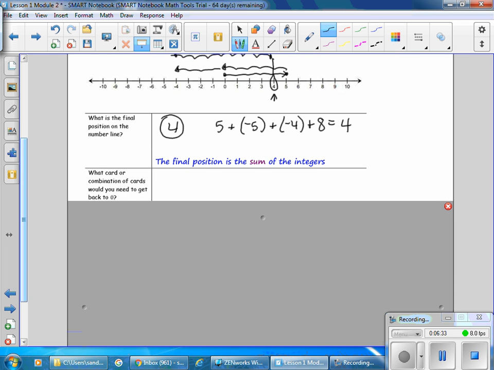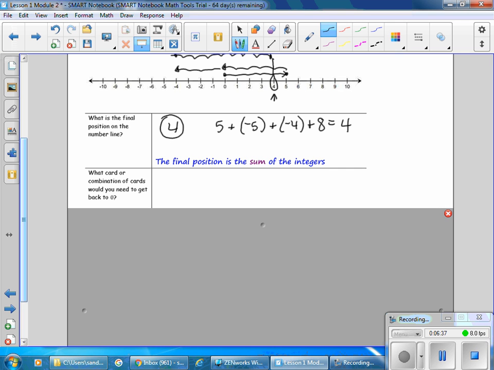What card or combination of cards would you need to get back to 0? So taking a look at our number line, we want to get back to 0. So we would need 1, 2, 3, 4. And that would have to be a negative 4 to get back to 0. So you could have a negative 4 to get back. And it says what combination of cards. So you could also use a negative 3 and a negative 1 to get back. So one of those would work.